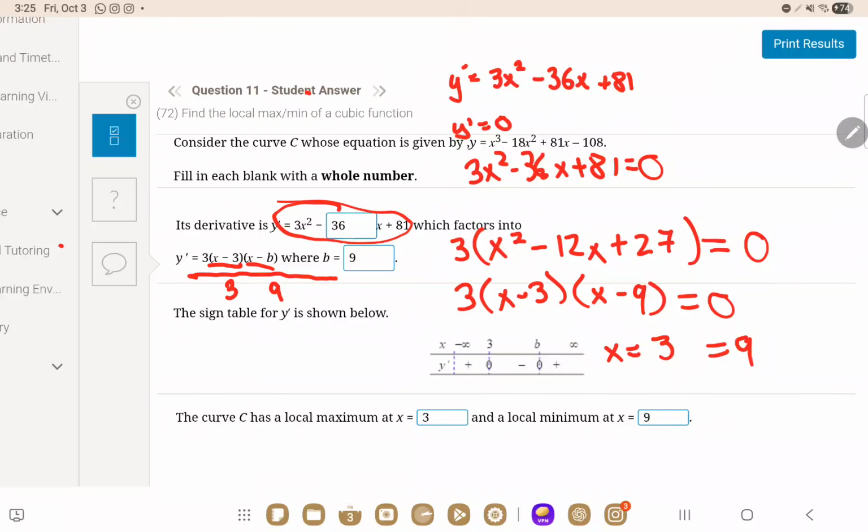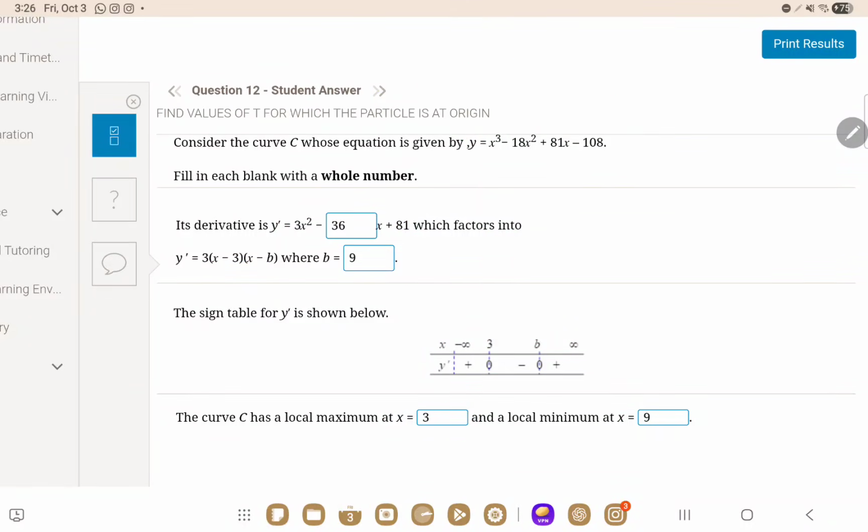And here they did the table of variation for you, and they just left B blank so you don't cheat for the first question. And now the curve C has a local maximum. So here it's up, down, up. So when it goes up then down, this is your local max. Remember local, because I'm not gonna write it. And this is your min. So our local maximum is at x equals 3, and our local minimum is at x equals 9. Moving on.